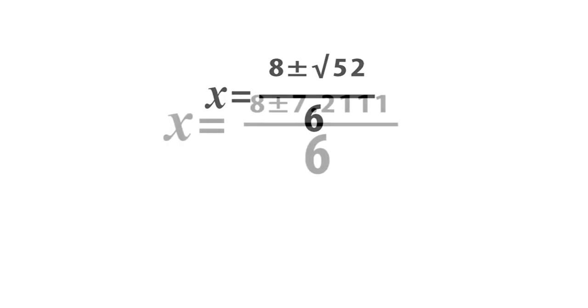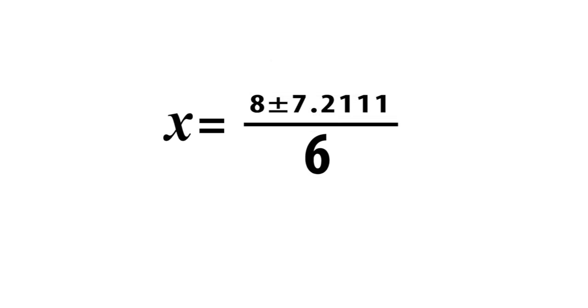So x is equal to 8 plus or minus 7.2111 divided by 6. At this point, we can separate them. So we have two answers. In the quadratic formula, the two answers give us the plus or minus situation.